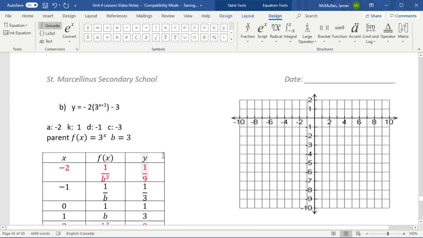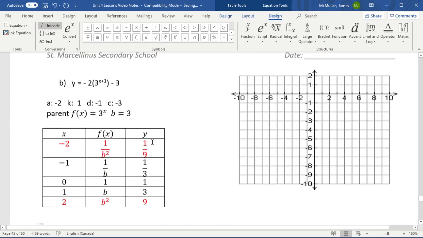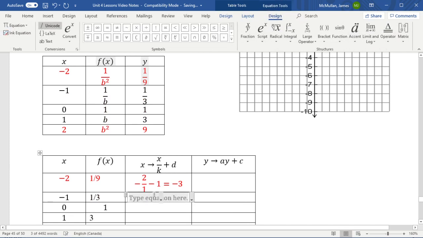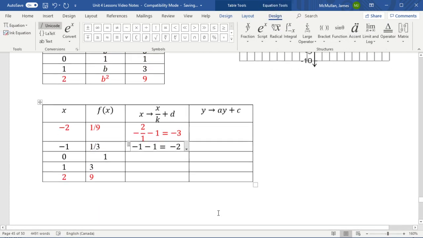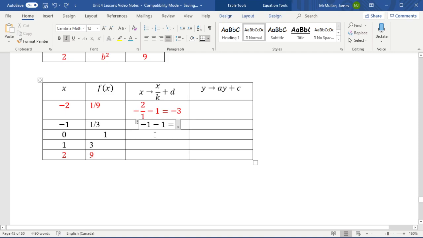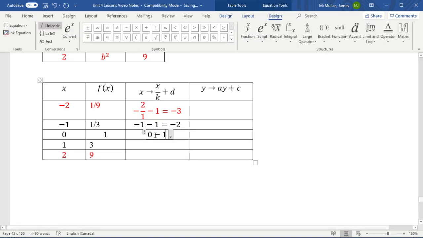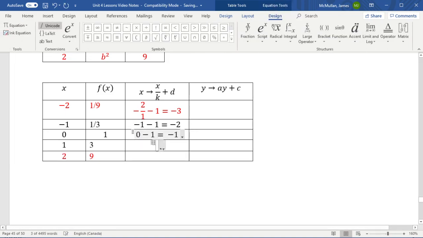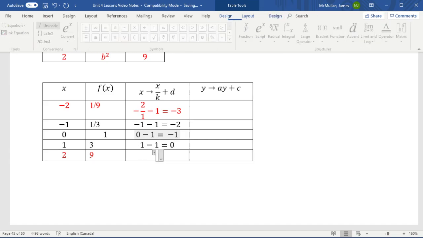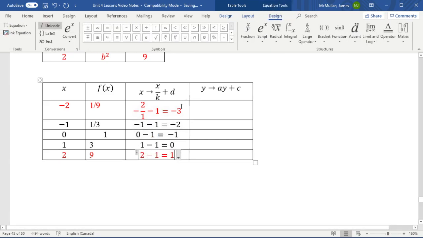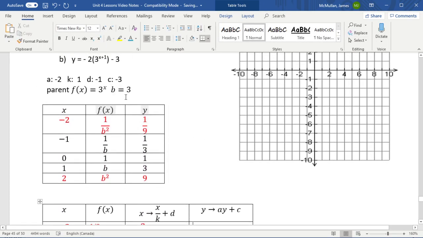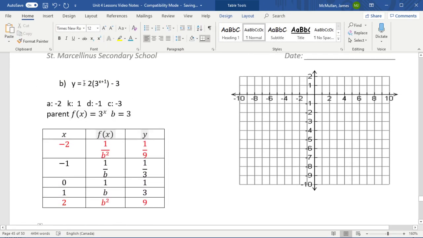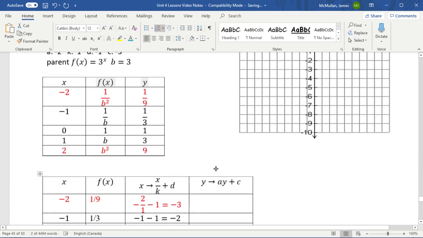I get -3. Okay. Here I get -1 minus 1 is -2. Here, 0 minus 1 is -1. 1 minus 1 is 0. And 2 minus 1 is 1. Okay, so here are all my new x coordinates. Now my new y coordinates. I need to take these numbers, multiply them by -2, and then subtract 3.